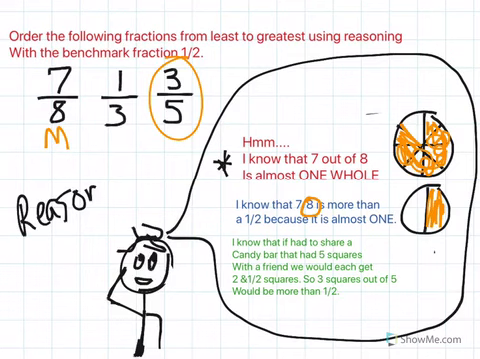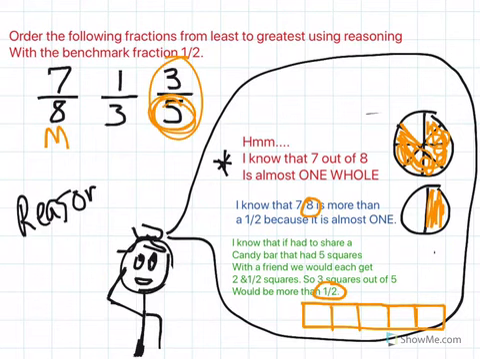Now if I don't want to draw a circle and try to cut it into 5 pieces, because that's hard, I'm just going to use squares. 1, 2, 3, 4, 5. So say I have a candy bar, and a friend and I are going to share it, because I want to try to decide if 3 out of 5 is more or less than a half. So here I drew out 5 squares, because that is how many pieces my whole is chopped into. So here I have 1, 2, 3, 4, 5 squares.